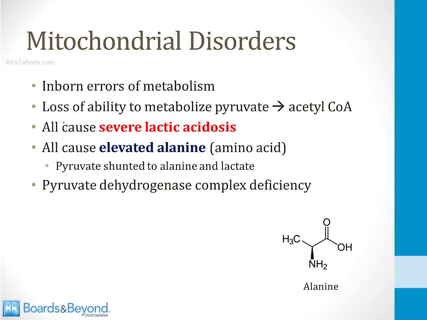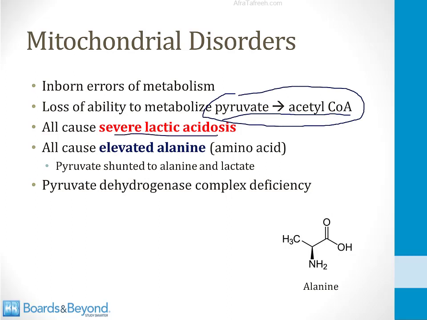The last type of inborn error we'll discuss is a mitochondrial disorder. These are inborn errors of metabolism where you lose the ability to metabolize pyruvate into acetyl-CoA. Pyruvate is converted into acetyl-CoA in the mitochondria, so when the mitochondria are sick, this can't happen. This results in a severe lactic acidosis and an elevated alanine level. Alanine is an amino acid, and pyruvate is shunted to alanine when it cannot be metabolized normally.